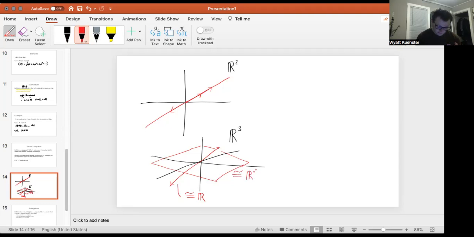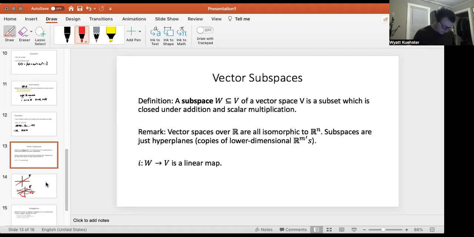There are infinitely many subspaces isomorphic to R2, and infinitely many subspaces isomorphic to R. But those are the only things they can be. There are no weird subspaces. They all have to be hyperplanes that contain the origin. That's what vector subspaces look like. And of course the inclusion of a subspace into the whole space is a linear map. You can check that.